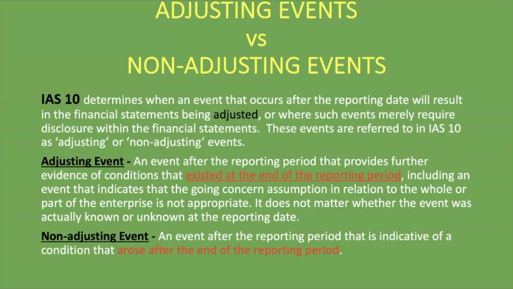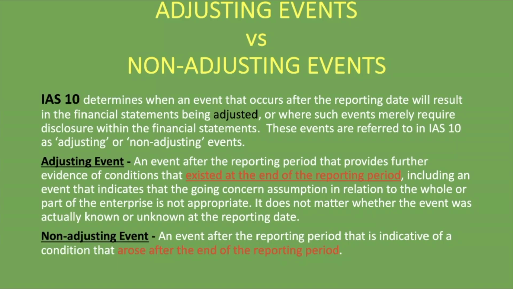So what do you notice about these two events? Well, both events are known after the end of the reporting period. But if we have evidence that the condition existed at the end of the reporting period, then we know that it's an adjusting event. But if it's a condition that arose after the end of the reporting period, then it's a non-adjusting event. So it's important that we understand this very well.